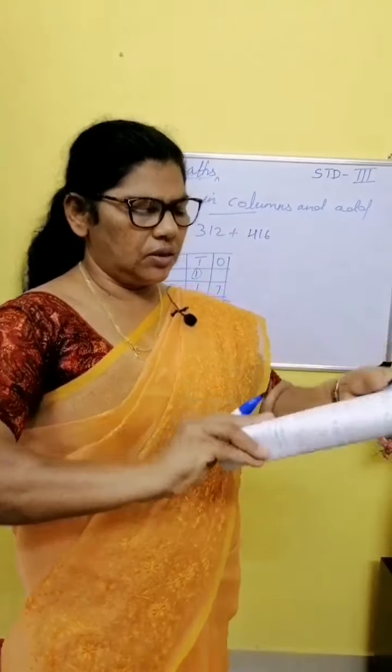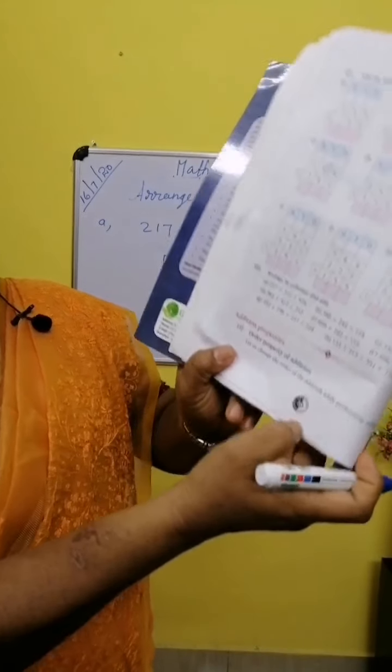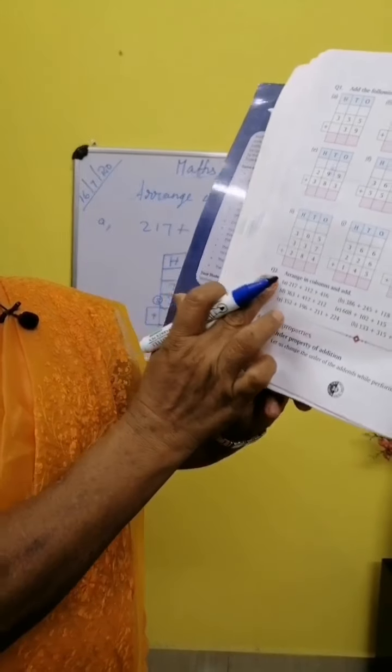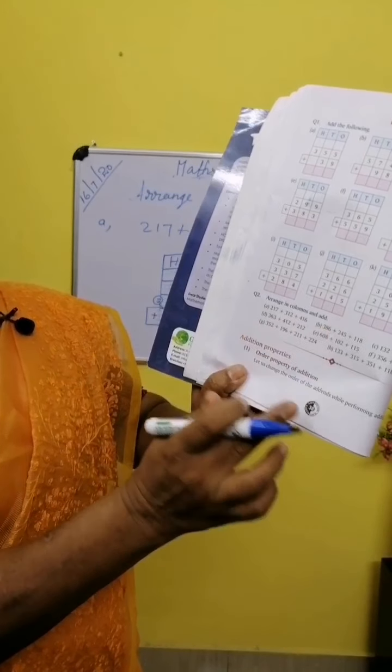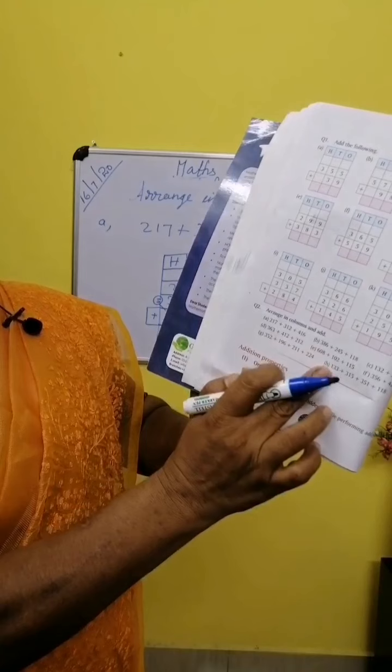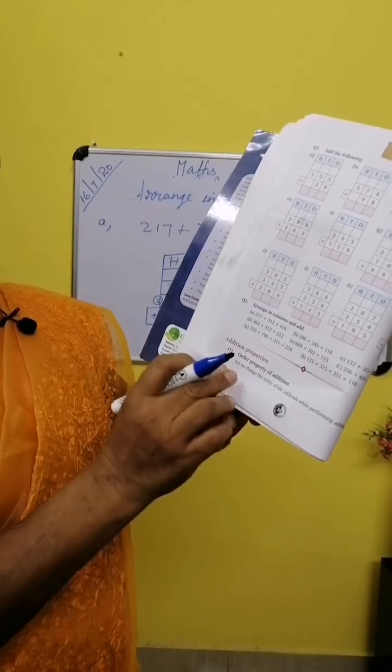So these are the questions given in the textbook, page number 38. Can you see page number 38? Question number 2, arrange in columns and add. Write these numbers in your notebook, then do it.